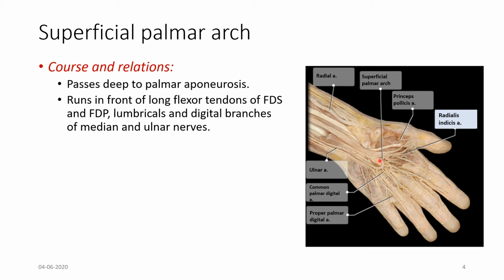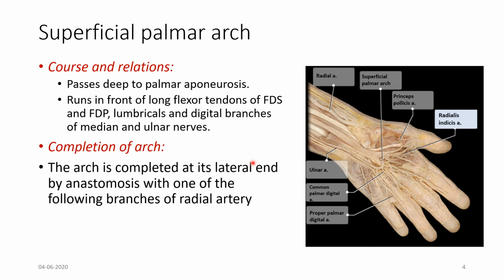So it is in front of the long flexor tendons of the digits, the lumbricals and the branches of the median and ulnar nerves in the palm for the digits. And regarding the completion of the arch, the arch is completed at its lateral end by anastomosis with one of the branches of the radial artery.